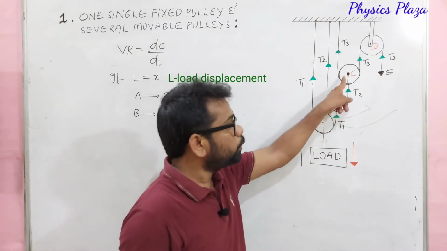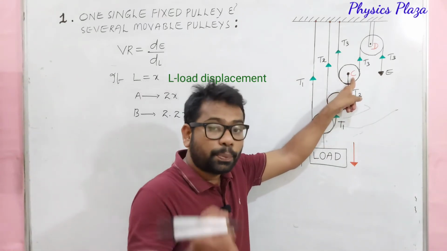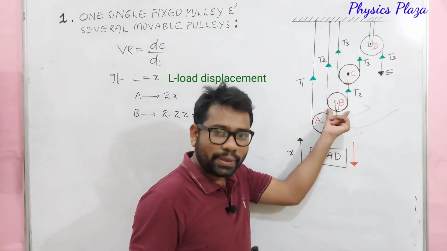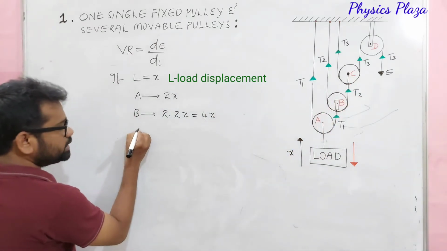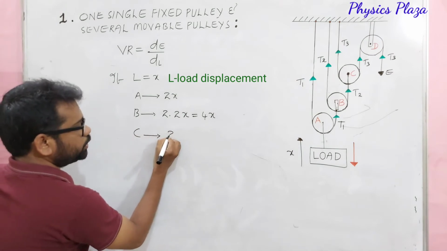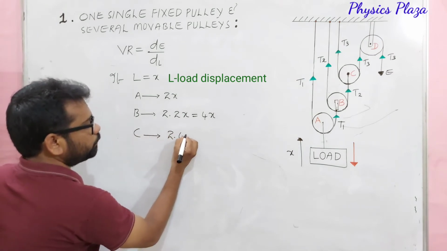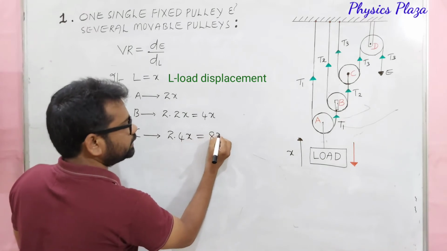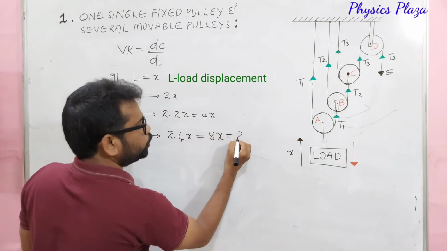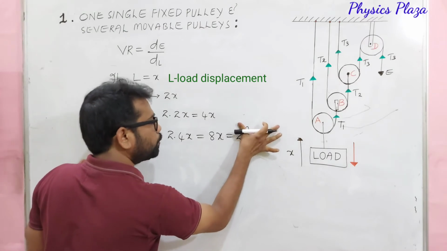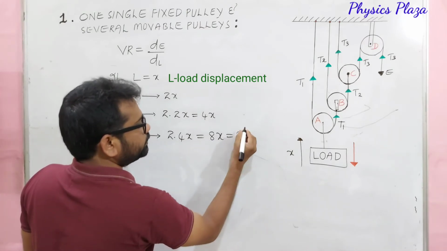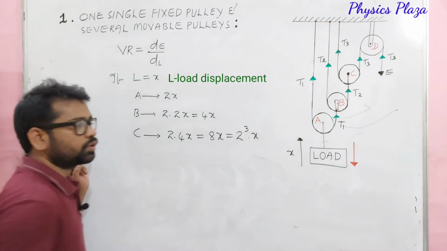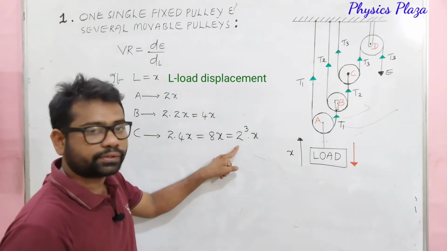Then what about pulley C? It is raised by double displacement, double that of pulley B. So pulley C is raised by 2 times this 4x, so this will be 8x. This can be written as 2 power 3 into x.